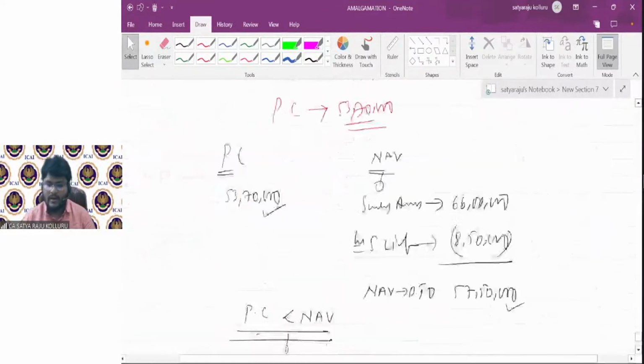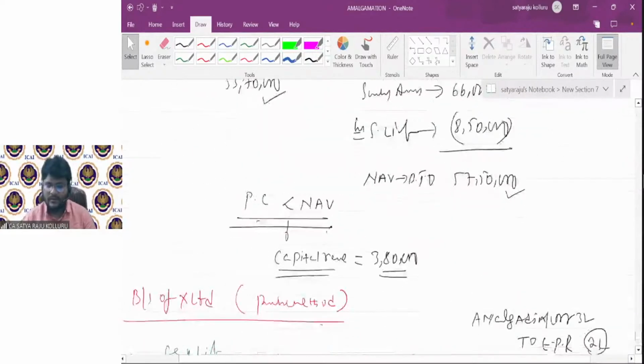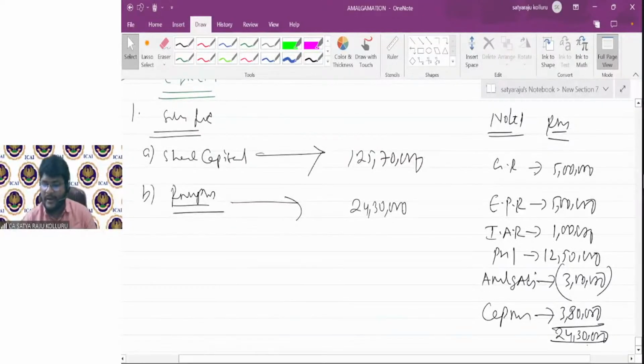Correct? Let me know, guys. Is it correct or wrong? No one is providing any answer here. Yes, at least one person, please let me know quickly. Is the computation part correct? Is it right? Can I go further?